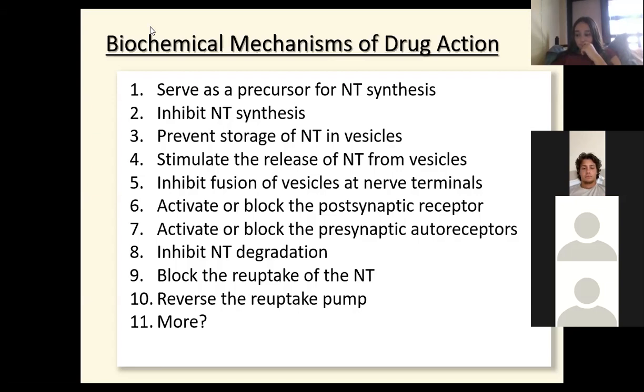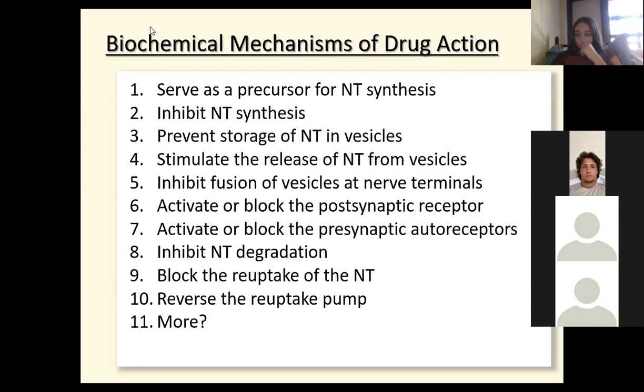Acetylcholine is. So if we block acetylcholinesterase, that will increase acetylcholine in the synapse, and that will change transmission. Block the reuptake of neurotransmitter. That's a pretty popular one. Reverse the reuptake pump, dumping out whatever neurotransmitter happens to be in the synapse.